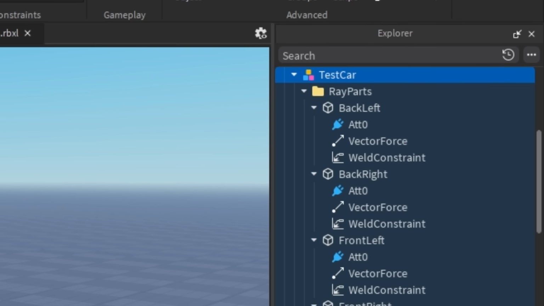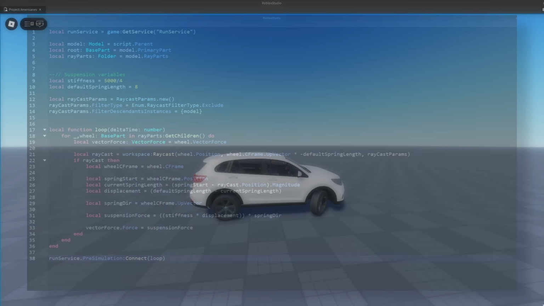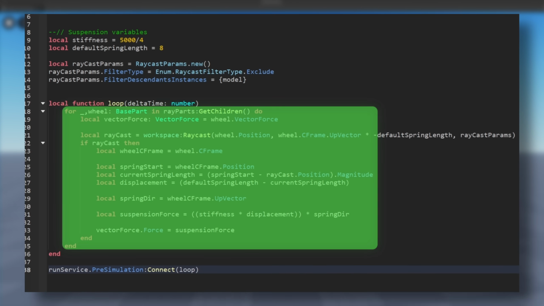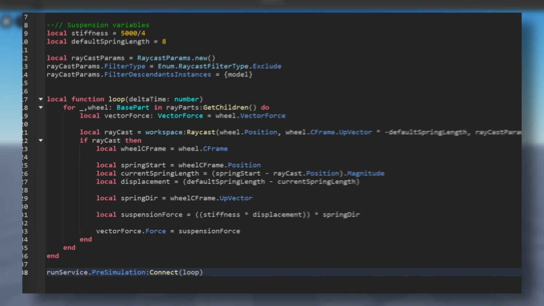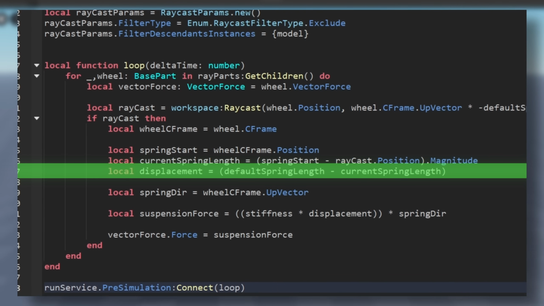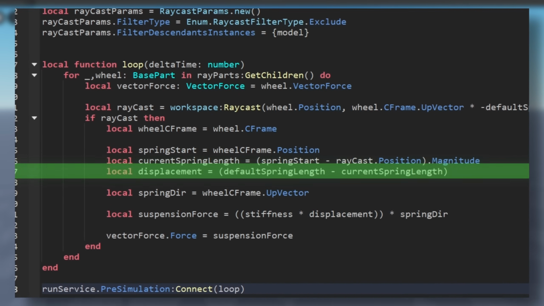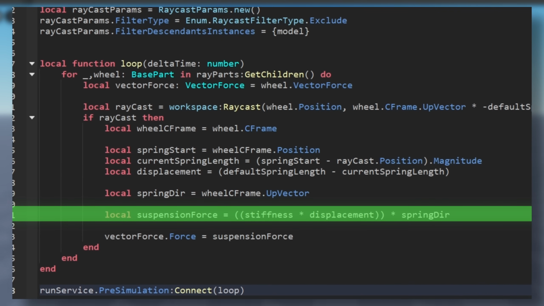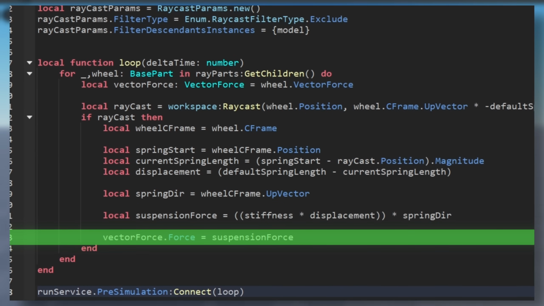Then I put vector force constraints in each of them. Then in the code I simply iterate through all of those ray parts. I cast a ray downwards. I get a displacement by subtracting the current ray length from the resting distance of the spring. Then I calculate the suspension force using Hooke's law. I update the vector forces, and this is the result.